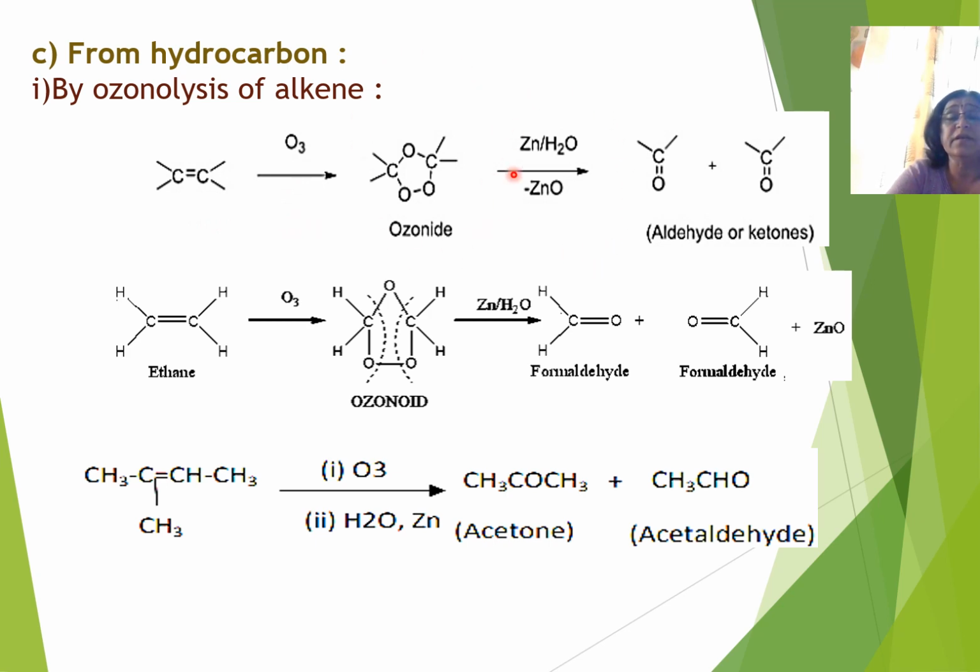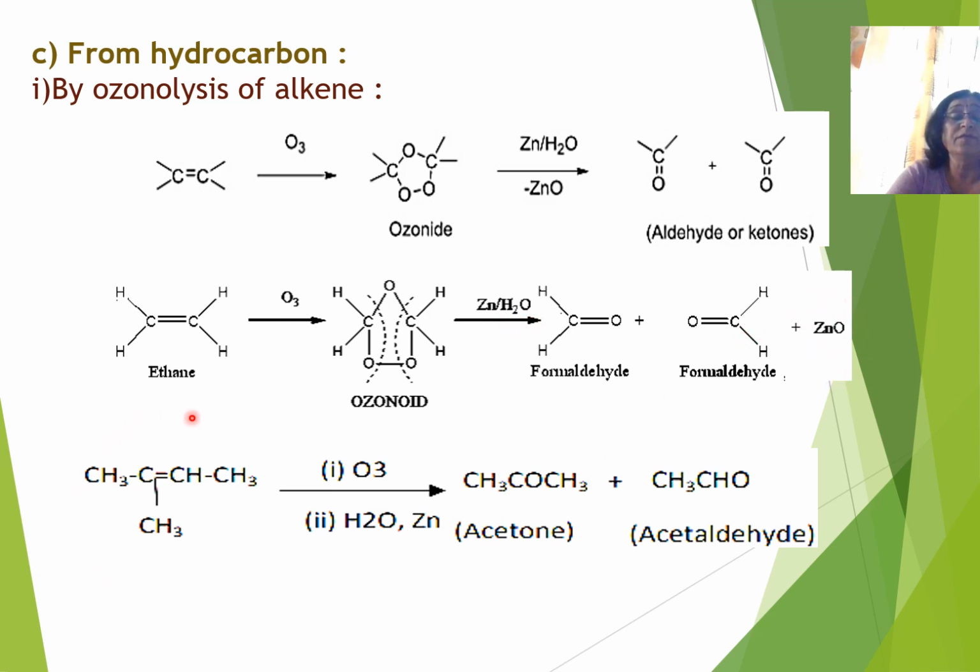Then when this is reacted with zinc and water, it gives you aldehyde or ketones. The bond breaks like this. One oxygen is given out. This oxygen combines with water to form H2O2, which reacts with zinc to form zinc oxide plus water. So when ethene is reacted with ozone, you get ethylene ozonide. Then the bond cleaves from here and you get two molecules of formaldehyde when reacted with zinc and water. And zinc oxide is formed as a side product.